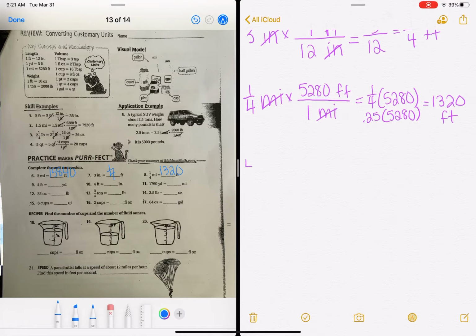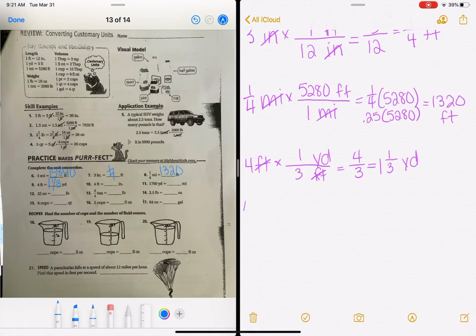Number 9, we have 4 feet, and we want to change that to yards. So we look at the table. Our conversion is 3 feet is 1 yard. In this case, we're going to divide. 3 goes into 4 one time. 4 minus 3 is 1. Your denominator is what you divided by. So 4 feet is 1 1/3 yard.